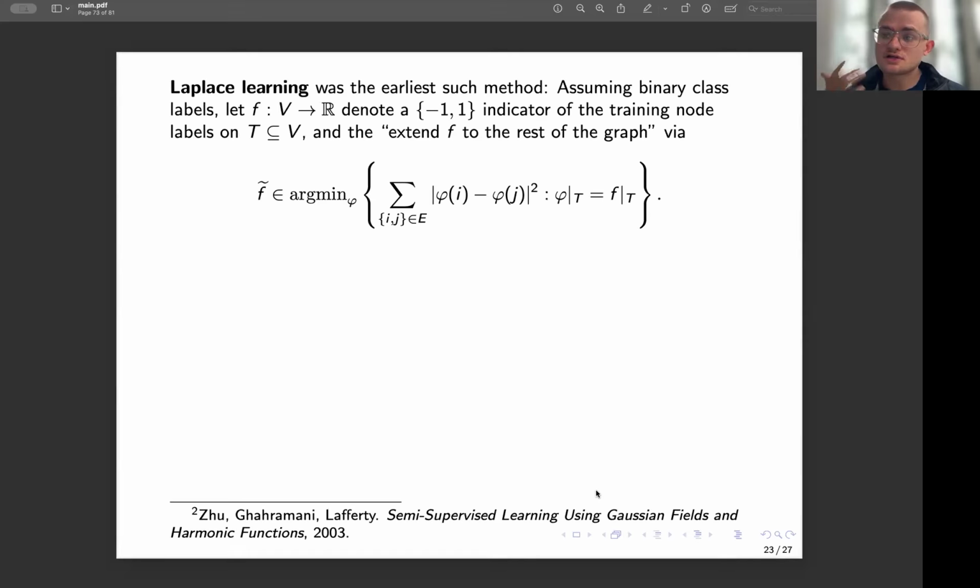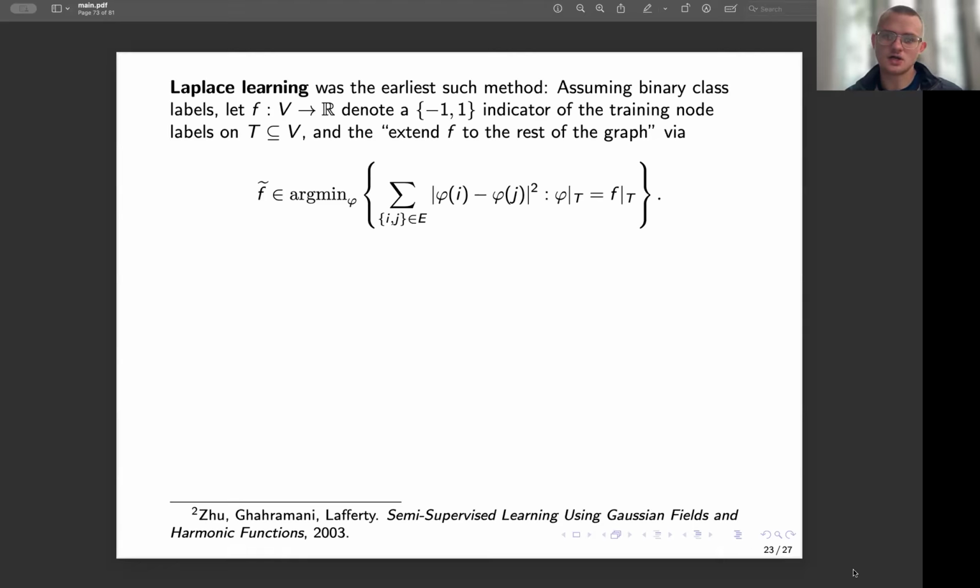One of the earliest such methods that is worth mentioning here is Laplace learning. Laplace learning originated in this paper, which I have cited down here for your reference, in 2003, so that's a little bit over 20 years ago. The idea behind Laplace learning in the binary setting, so to keep things simple, I'm going to talk about the binary class setting, is to take an indicator vector, a -1, +1 indicator vector of the training node labels.